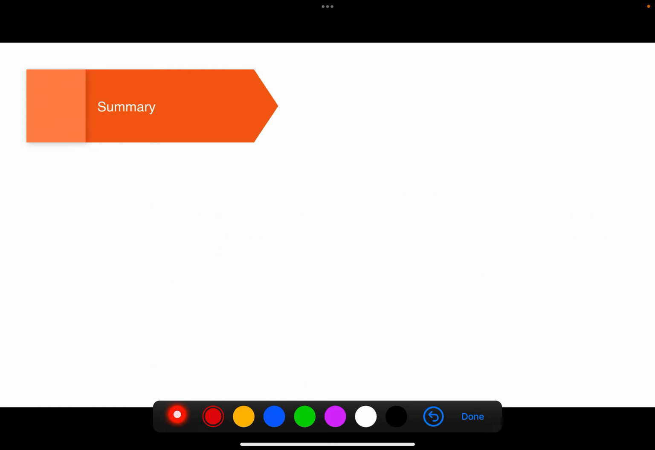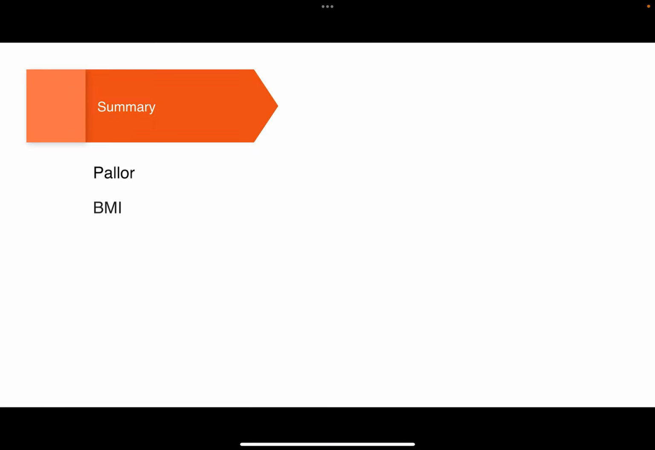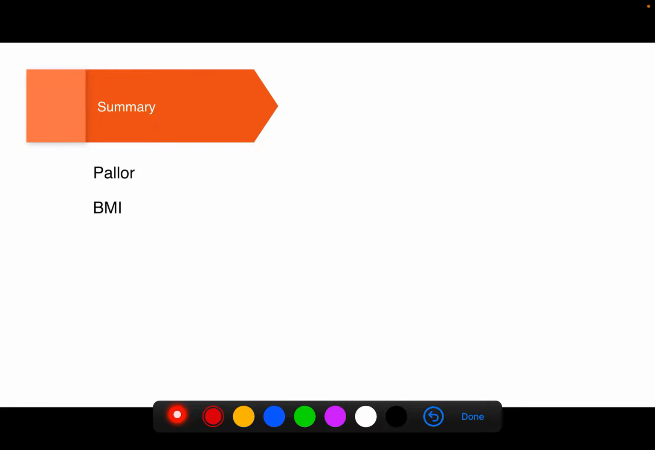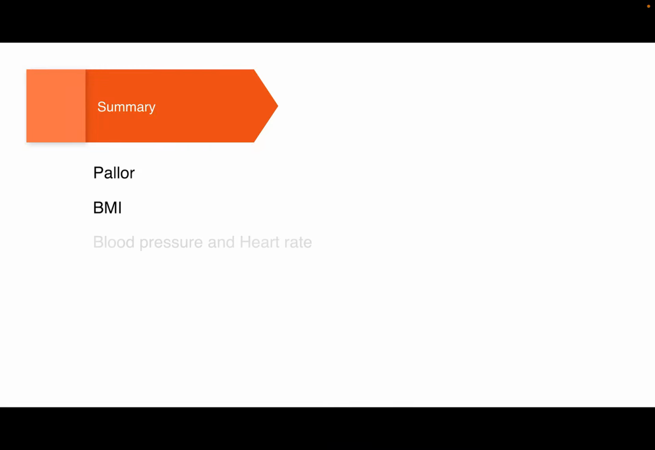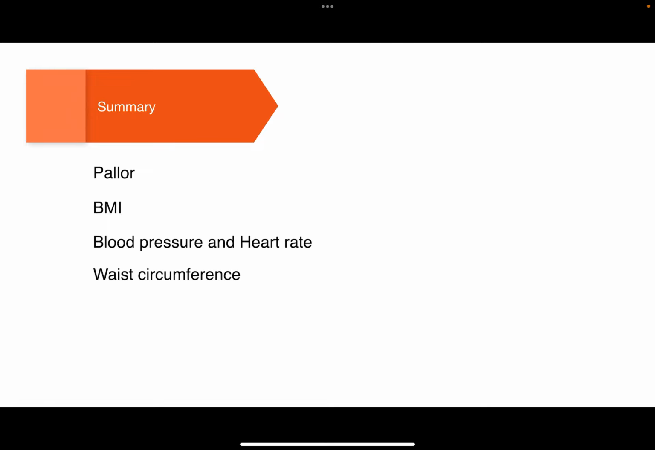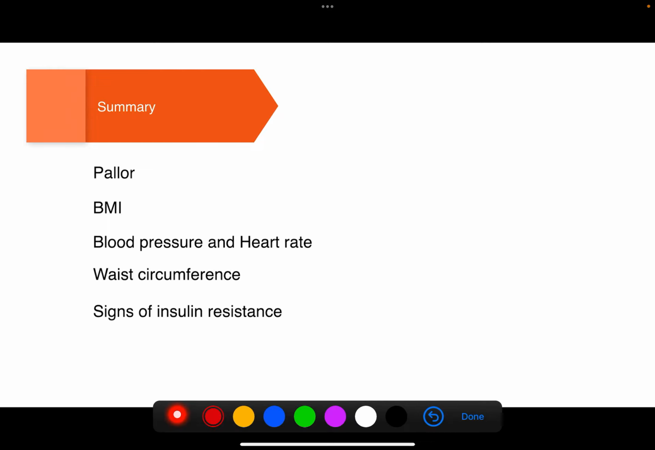Summary, I'll just tell you. First we check for pallor, then BMI because it's a risk factor and some antidiabetics can cause weight gain, blood pressure and heart rate, waist circumference, signs of insulin resistance. That was the 4 A's. Can you tell me the 4 A's now? Acanthosis nigricans, acrocordons or skin tags, both of these are present in the flexural areas. Then acne and androgenetic alopecia. Then foot examination. Visual inspection is done during every visit, but the remaining, for touch, vibration, pain, reflexes, can be done annually.